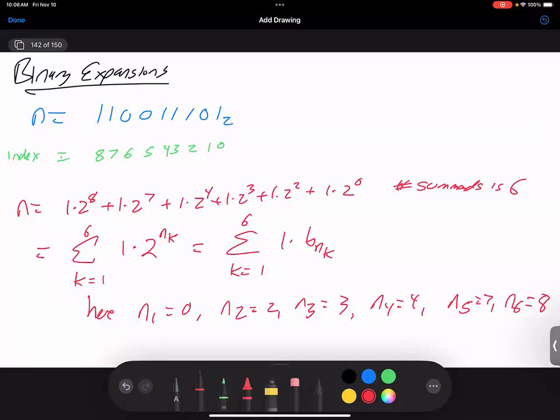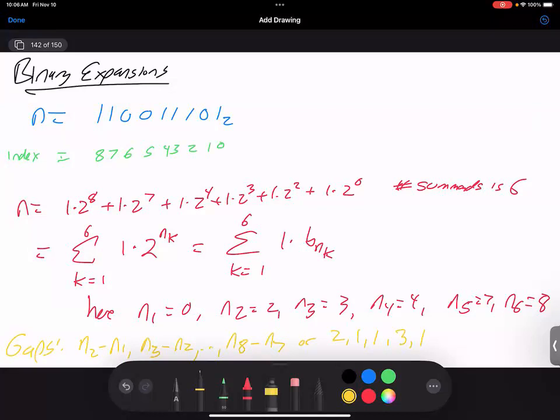And if I wanted to look at gaps, the gaps wouldn't be that hard. So what would the gaps be? It would be n2 minus n1, n3 minus n2, all the way down to n6 minus n5. So what are our gaps going to be here? Two, then 1, and then another 1, and then a 3, and then a 1.